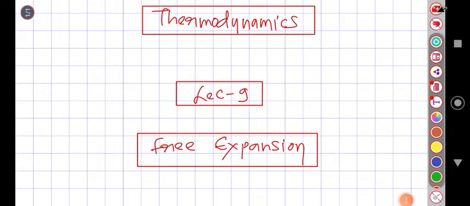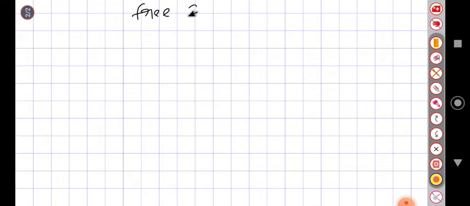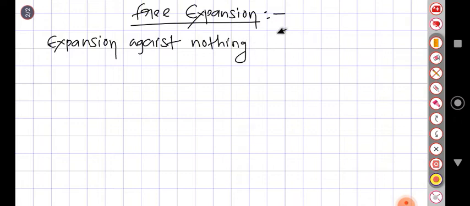Now we will start with what free expansion is. Let me put the heading: free expansion. See, free expansion means the expansion against nothing, that is, without resistance. That expansion is called free expansion. It means there is no resistance while expanding. This is what free expansion is.